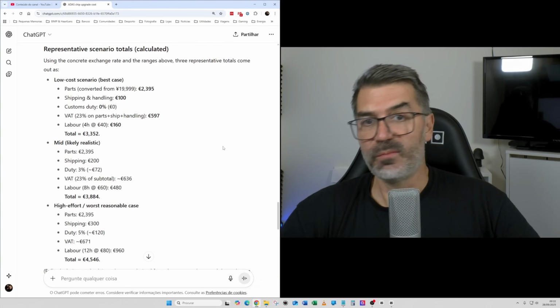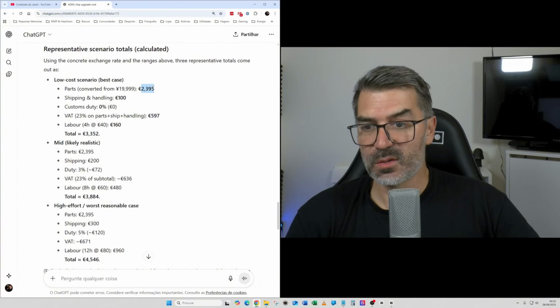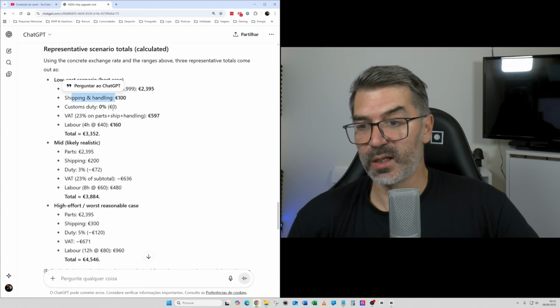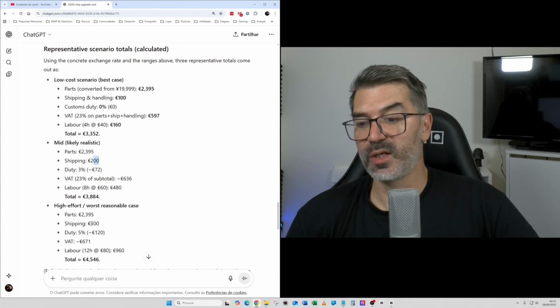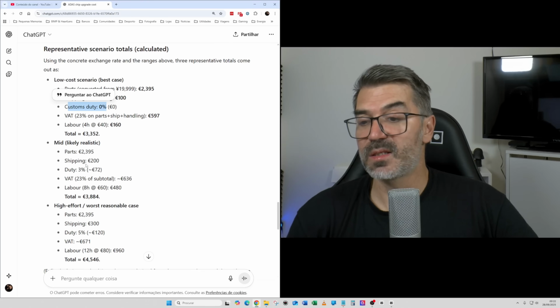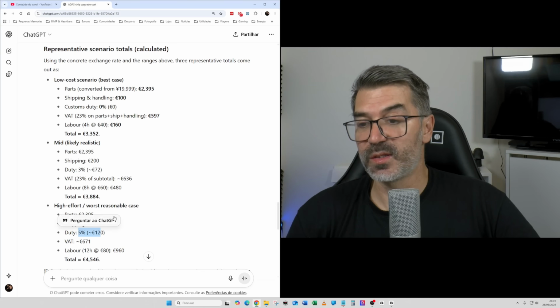Low cost scenario, best case, the price of the chip is equal in all the scenarios. Then shipping and handling, you saw that it was between 100 and 300. So 100 here, 200 here, and 300 here. Customs duty zero here if it applies, 3% here and 5% here.